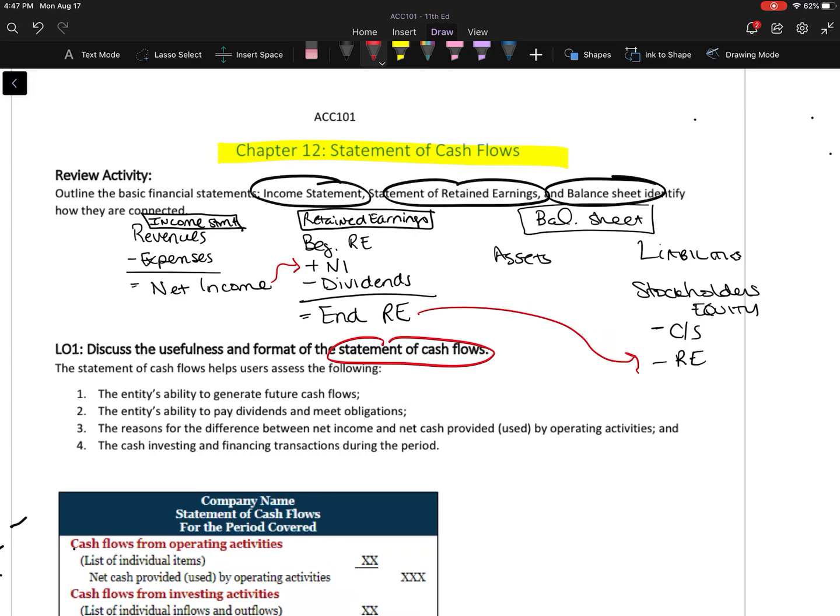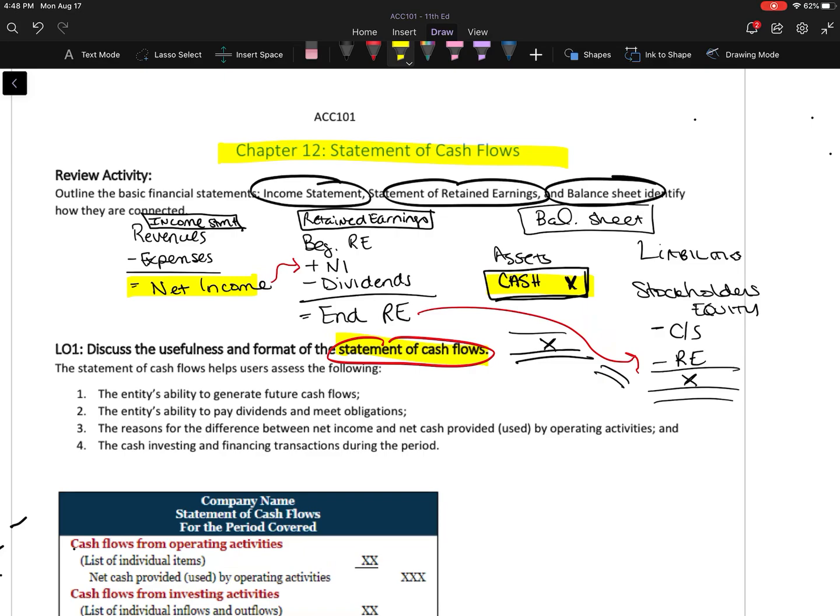Now the statement that we're going to add today is the statement of cash flows. What I like about this statement is it ties together all the financial statements. Kind of like when we balance our balance sheet, assets have to equal liabilities plus stockholders' equity, and there's a nice check figure here. Well, when we're doing the statement of cash flows, we tie together cash from the assets on the balance sheet and net income. So it ties together both of those financial statements.